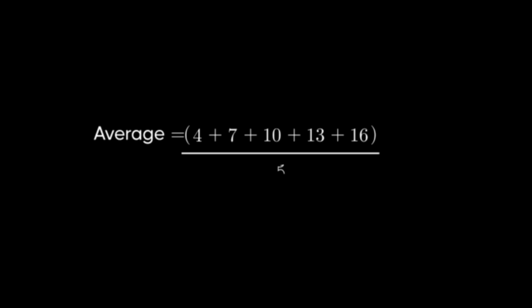For the second step, we need to divide this sum by the count of numbers in our dataset. This division is what gives us the average or mean value. It helps distribute the total value evenly across all items. In our example, we divide the sum 50 by 5, since we have 5 numbers in our dataset. The result is 10, which means the average of our 5 numbers is 10. This average tells us that if all numbers in our set had the same value, that value would be 10.